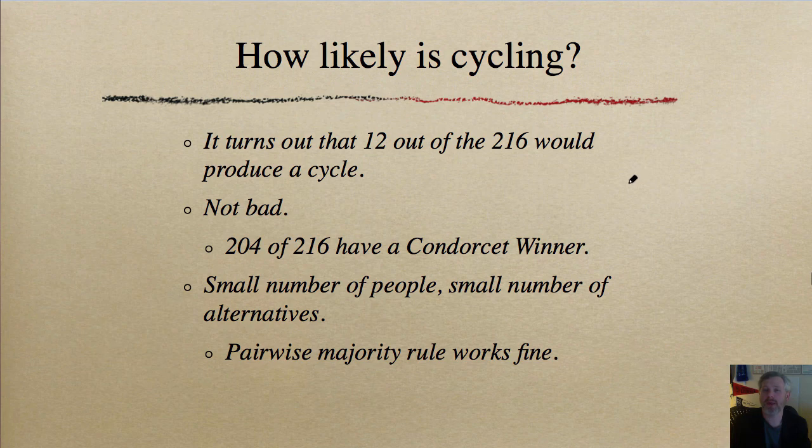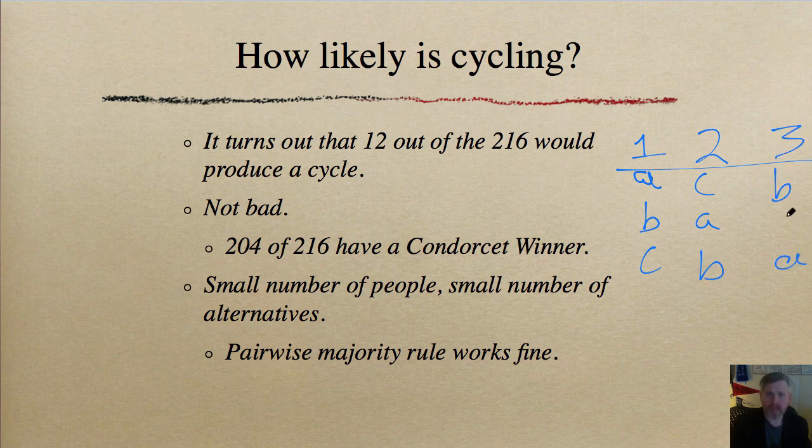And remember, the one we've been using is where person 1 prefers A to B to C, person 2 prefers C to A to B, and person 3 prefers B to C to A. This one is one of these 12. It will cycle, as we saw at the beginning of the screencast, all right?